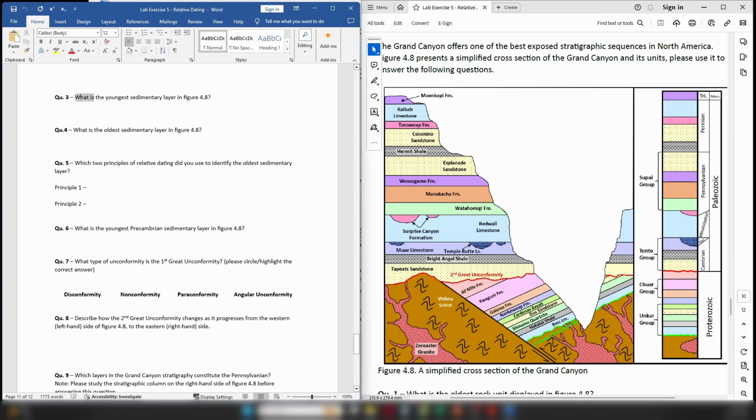Okay, so work out what the youngest sedimentary layer is, and then for question 4, work out what the oldest sedimentary layer is. And then you're going to move on to question 5, and that's simply going to ask you, which two principles of relative dating did you use to identify the oldest sedimentary layer? And so once again, once you've identified the oldest sedimentary layer, think of the principles that you used to make the identification.